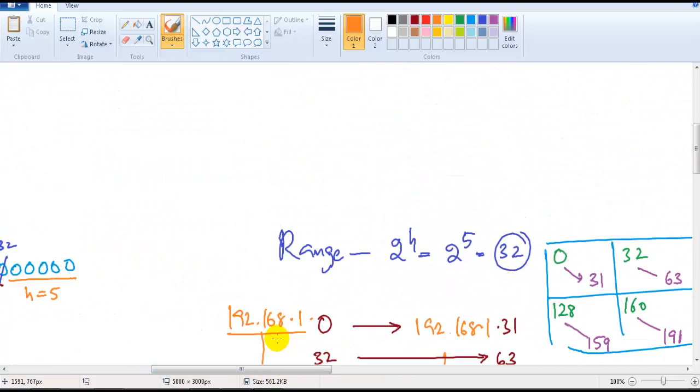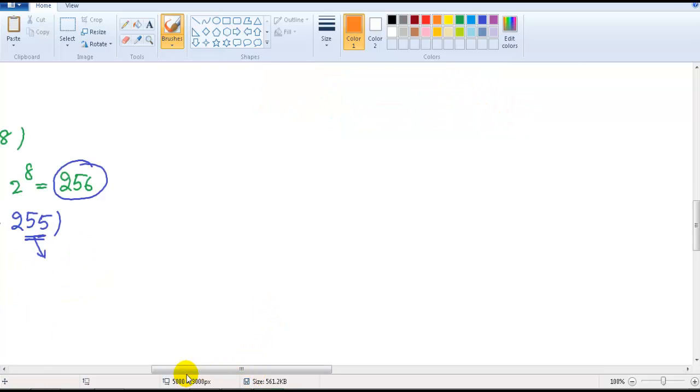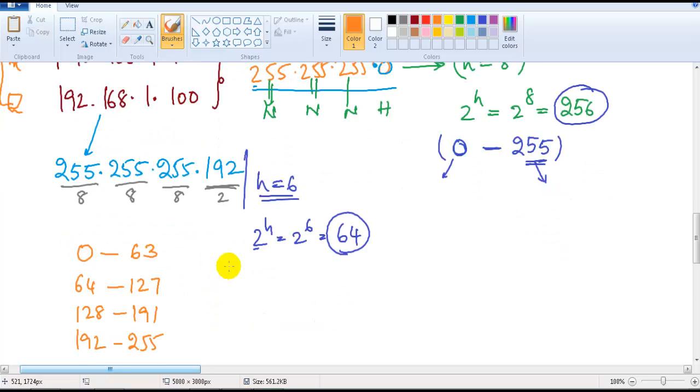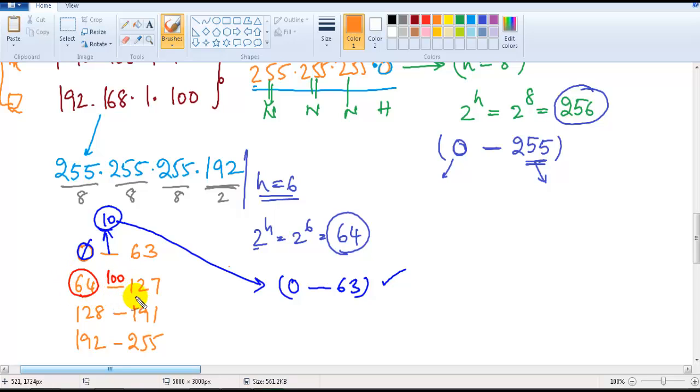Now coming back to the IP addresses given here, 1.10 and 1.100. According to this example, 1.10 comes in this range. What is the network ID? 0. Any address between 0 to 63 belongs to my network. And 1.100 comes where? 100 comes here, and it says 64 is my network ID and 127 is the broadcast ID. So they are in different ranges, which means they are different networks.